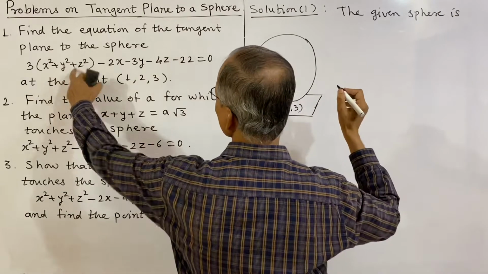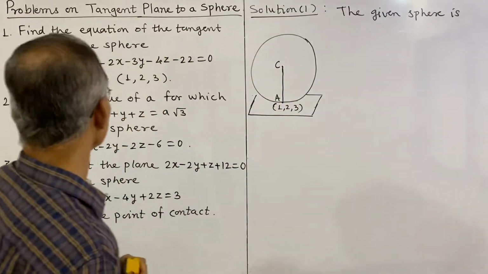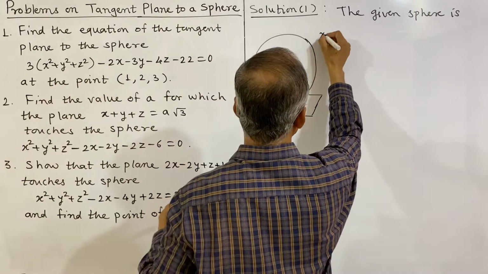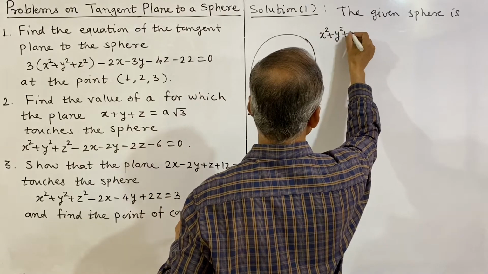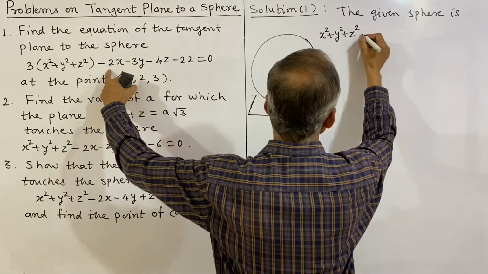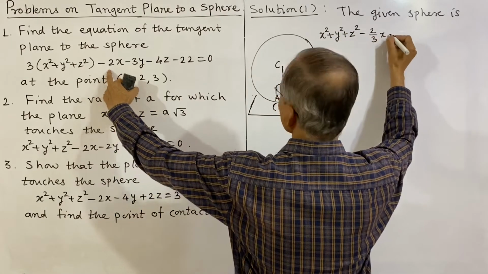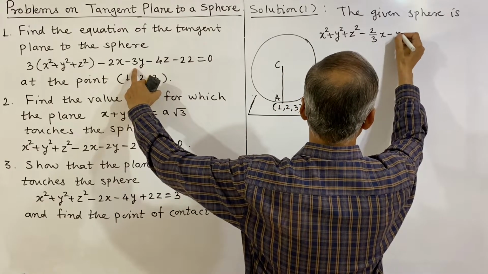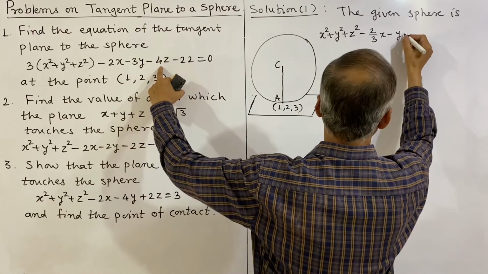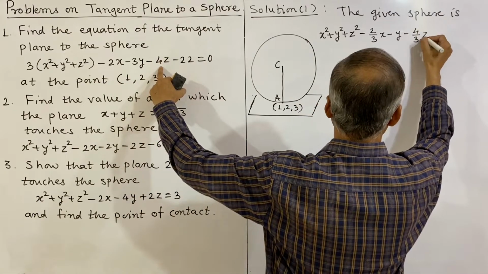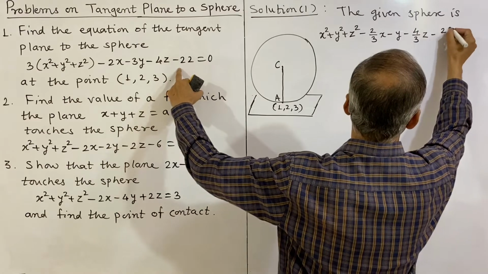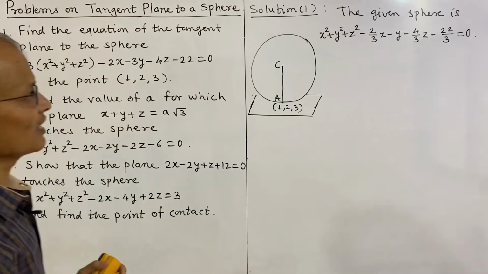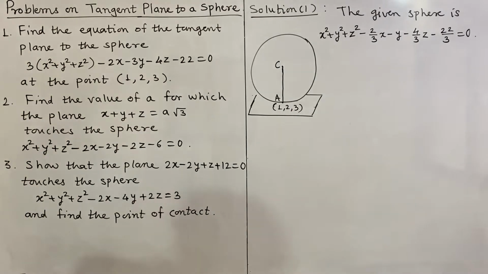we shall divide it by 3 to make the coefficient of x square, y square, z square equal to 1, and we write the equation as x square plus y square plus z square, then minus 2/3 x, then minus 3 divided by 3 is minus 1 y, and minus 4 by 3 z, and next is minus 22 divided by 3 is equal to 0. So, this is the equation of the sphere.